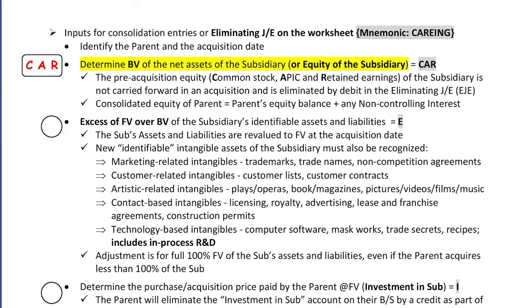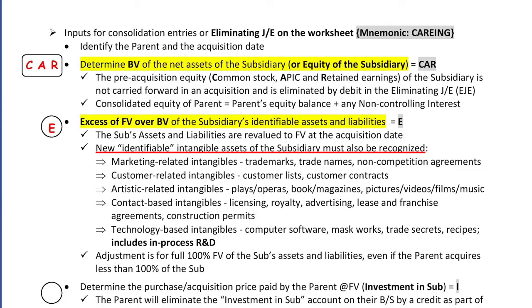Next bubble, write E and highlight: excess of fair value over book value of the sub's identifiable assets and liabilities. And underline: new identifiable intangible assets of the sub must also be recognized. So you should be on the lookout for any marketing related intangibles, customer related intangibles, artistic related intangibles, contract based intangibles, or even technology based intangibles that the sub has.